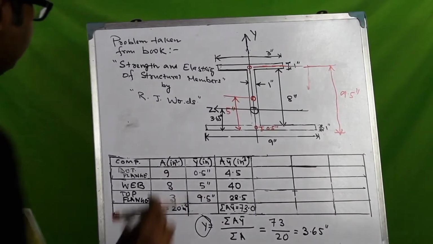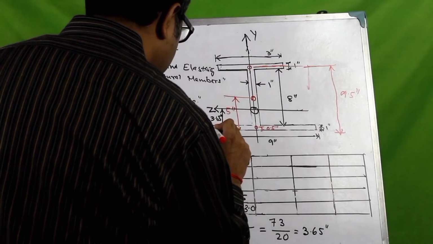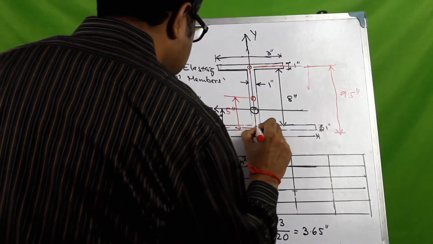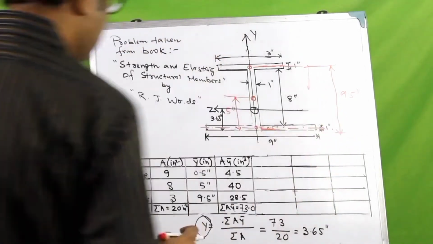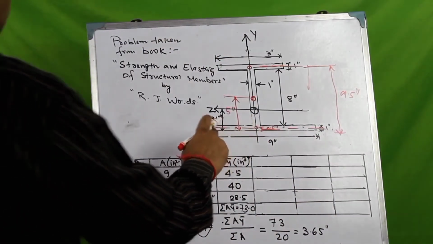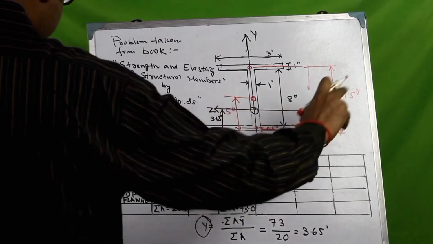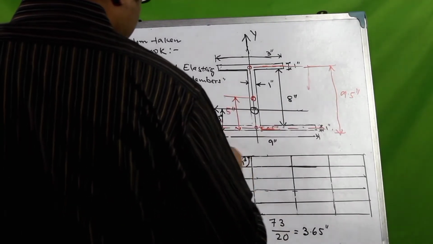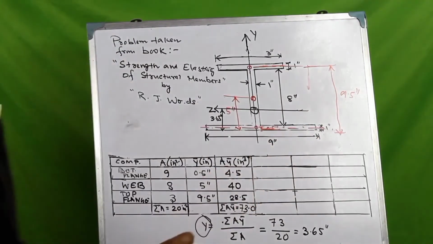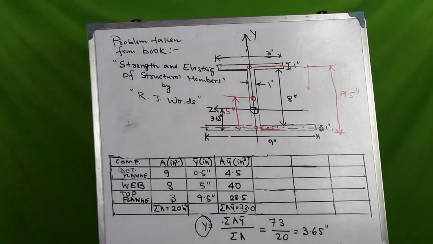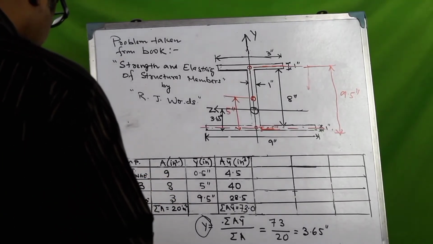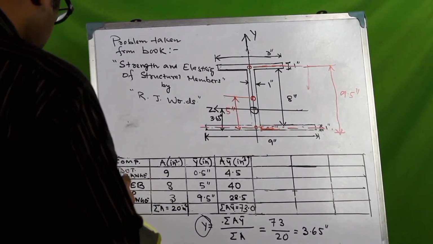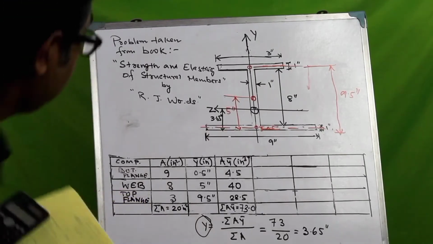So basically we'll find out the moment of inertia of the bottom flange about this cross section. That would be nothing but bd cubed by 12 because it's a rectangle, right? So 9 into 1 cubed by 12, and 9 into 1 cubed by 12, let me take this calculator, would be 9 by 12, which is 0.75 square inch.